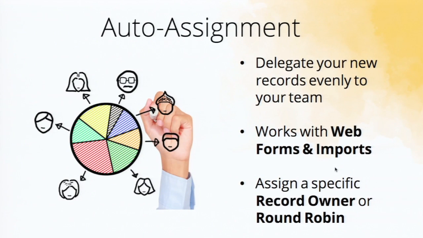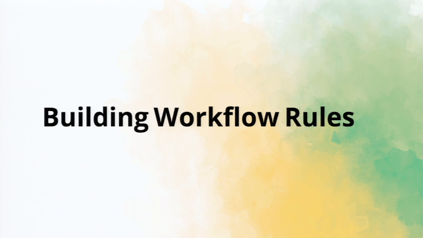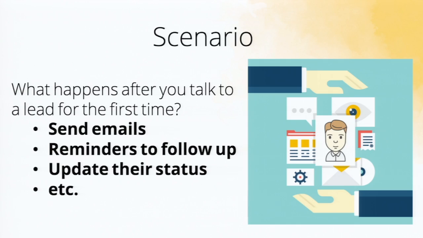All right. So now that we've gone over auto assignment rules, let's go on to the next step, which is building specific workflow rules. Again, we're going to use the same phrase here of if this, then that. It's going to be the most important thing when building workflow rules. So let's develop a scenario real quick.